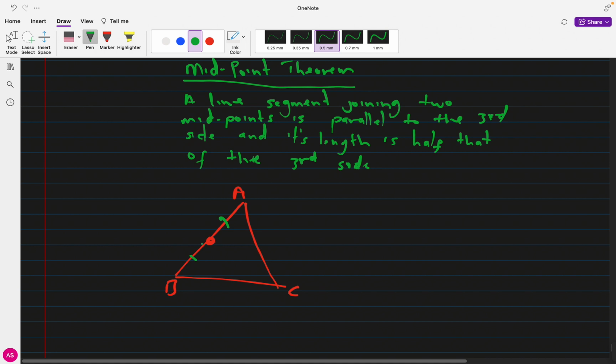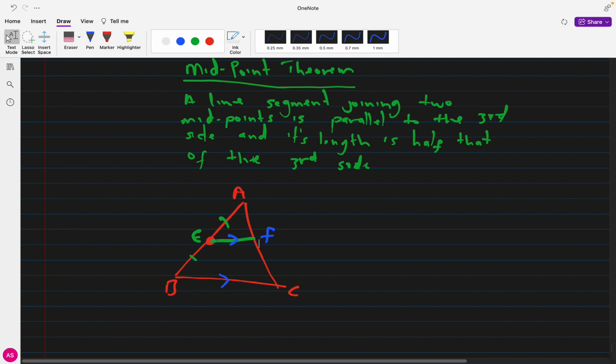Let's call it E. The length of AE is the same as the length of BE, right? So it says if you have a midpoint and then you have a line going to the other side, and then you are told that this is parallel to that. Let's call this F. So basically you have a line drawn from the midpoint of AB to AC, right?